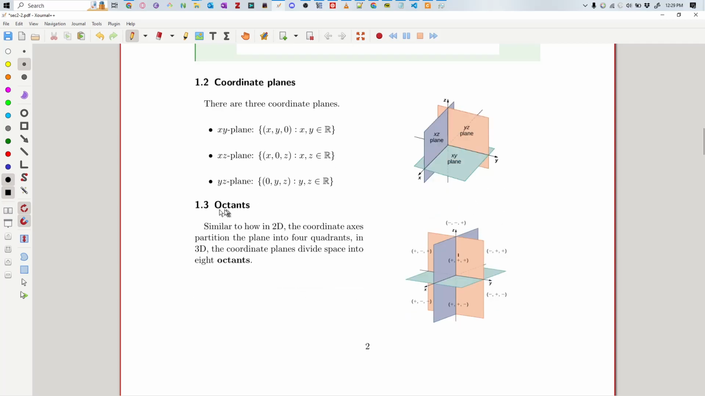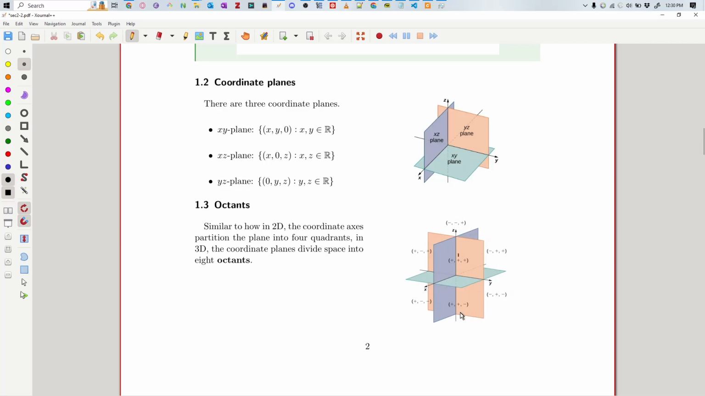Right. So octants. The word octant is analogous to the word quadrant in 2 dimensions. So in 2 dimensions, you have your coordinate axes, which separate off the 4 quadrants in your 2-dimensional space. In 3 dimensions, we have these coordinate planes, and they divide the 3-dimensional space into these 8 different pieces, and these pieces are called octants.